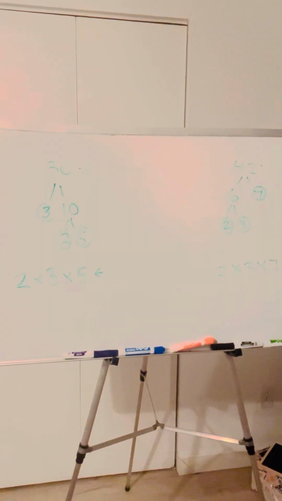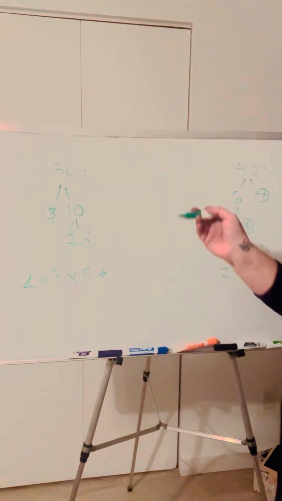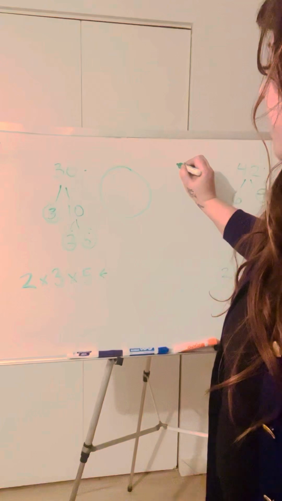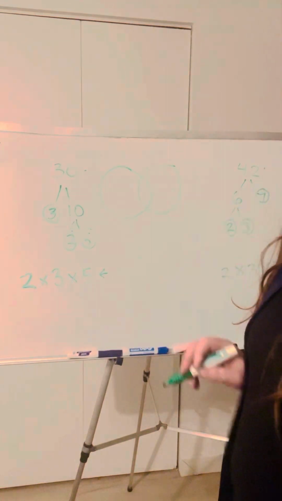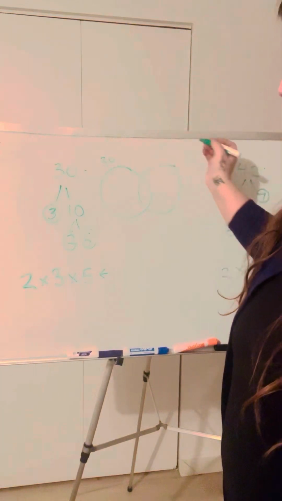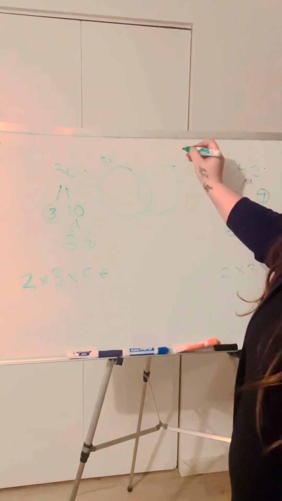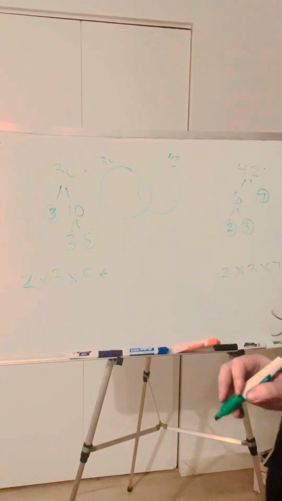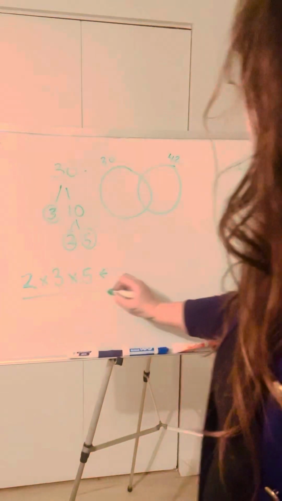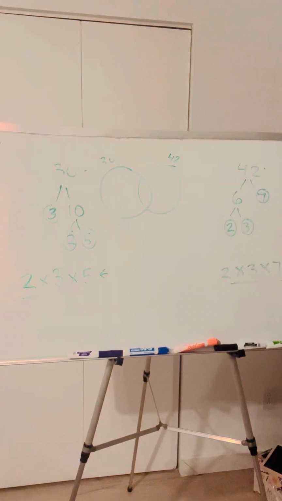Now we're going to find the greatest common factor and the lowest common multiple by using the circles that I did in the other video. So you have to make two circles that overlap. At the top, you indicate what number each circle represents. Then we have to look at these and see which ones are in common.